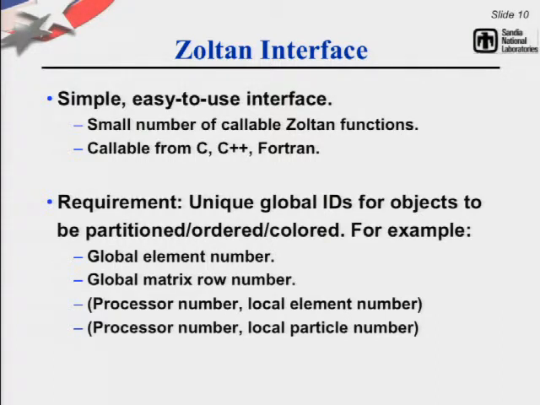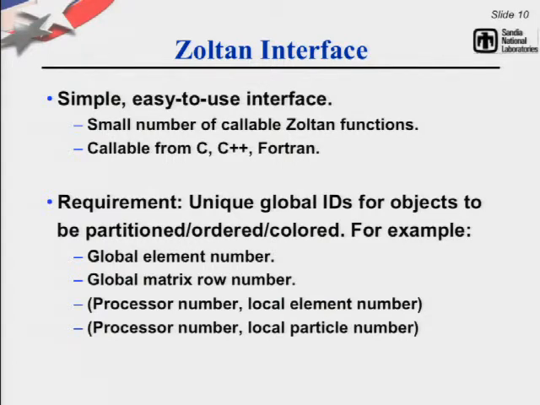OK, so what are the things that you as a user need to keep in mind? One thing is, remember we're talking about parallel computing and distributed data structures. So in order to distinguish different user data, we have this requirement that you need what we call a unique global ID for any object that you're going to partition or do any work with. So what are these objects? Well, this is the user's data. This is the data you want to distribute.